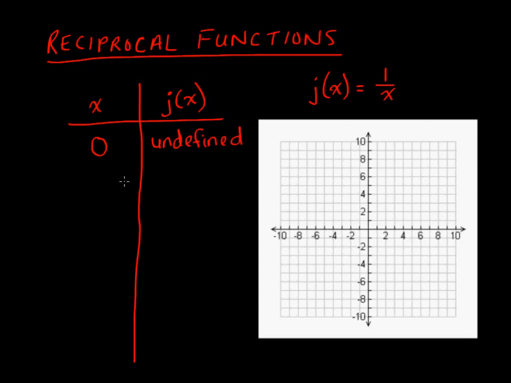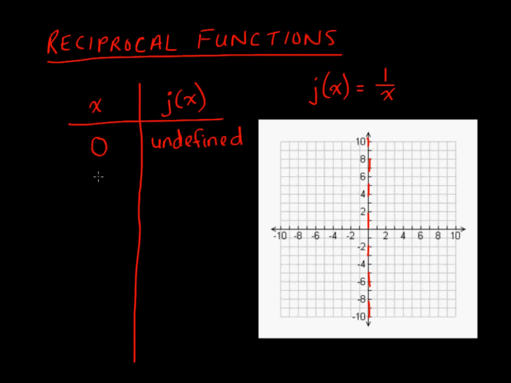1 over 0. And so at an x value of 0, we can't get a y value that matches that x value. And I'm going to put a dotted line in on the graph where x is equal to 0 right now, because I know that I can't actually get a y value for x equals 0. So we'll come back to that in a minute.